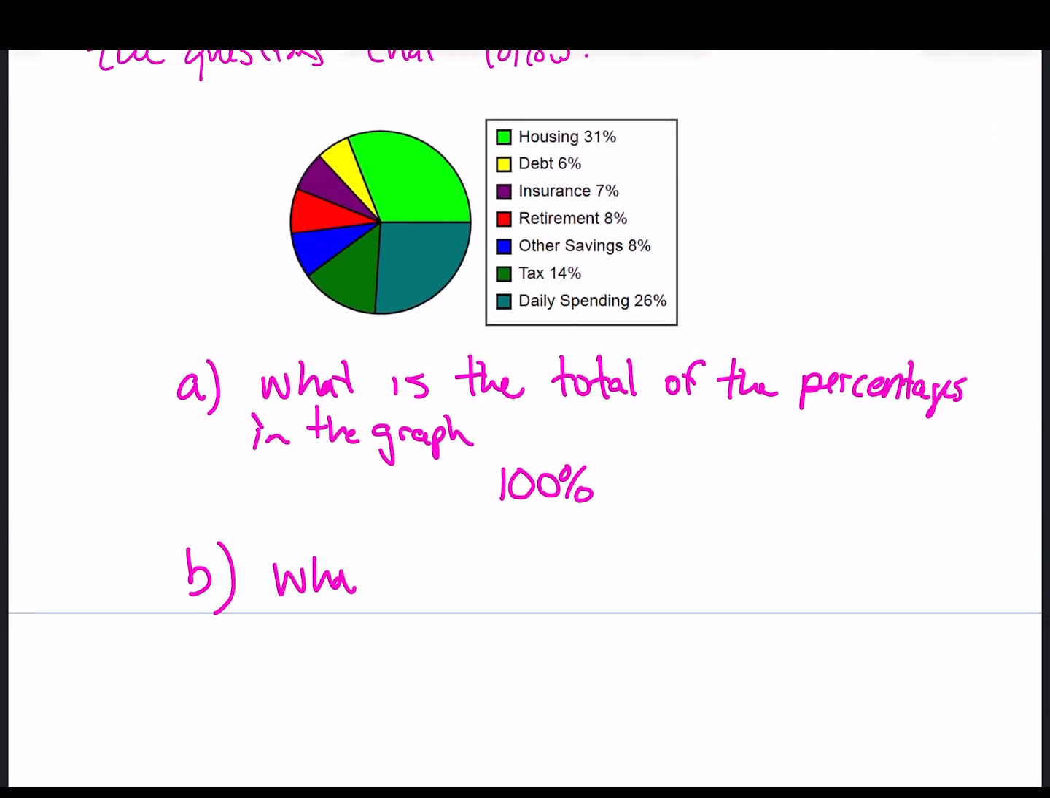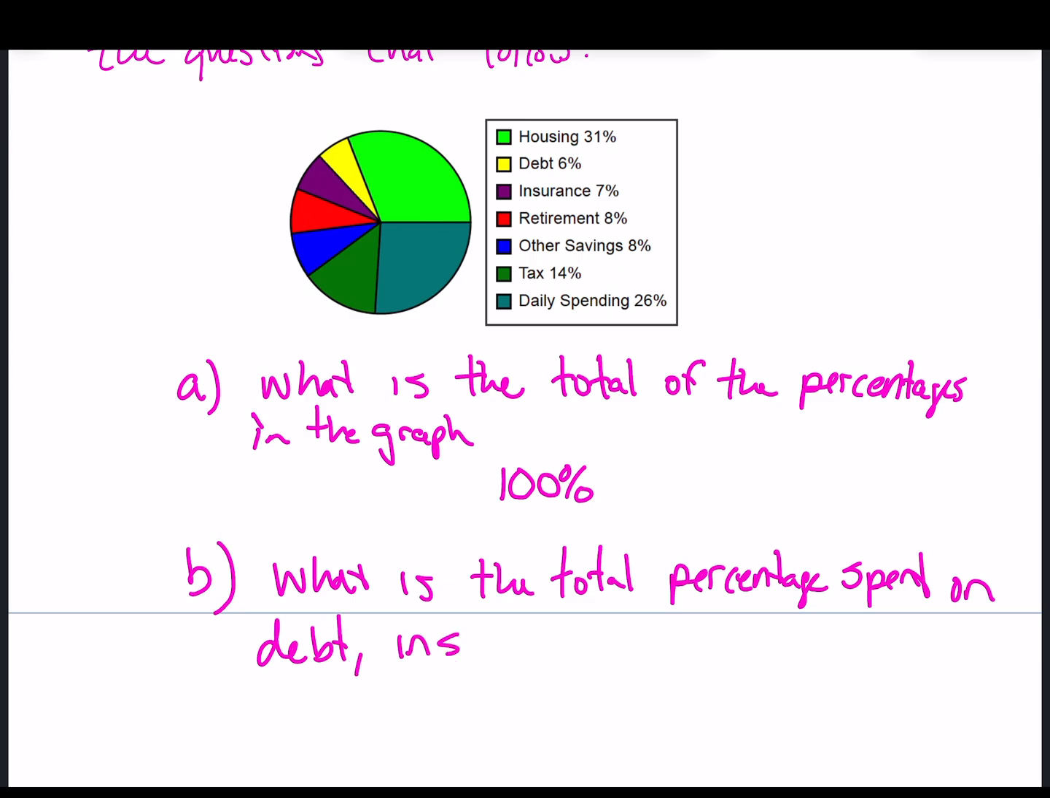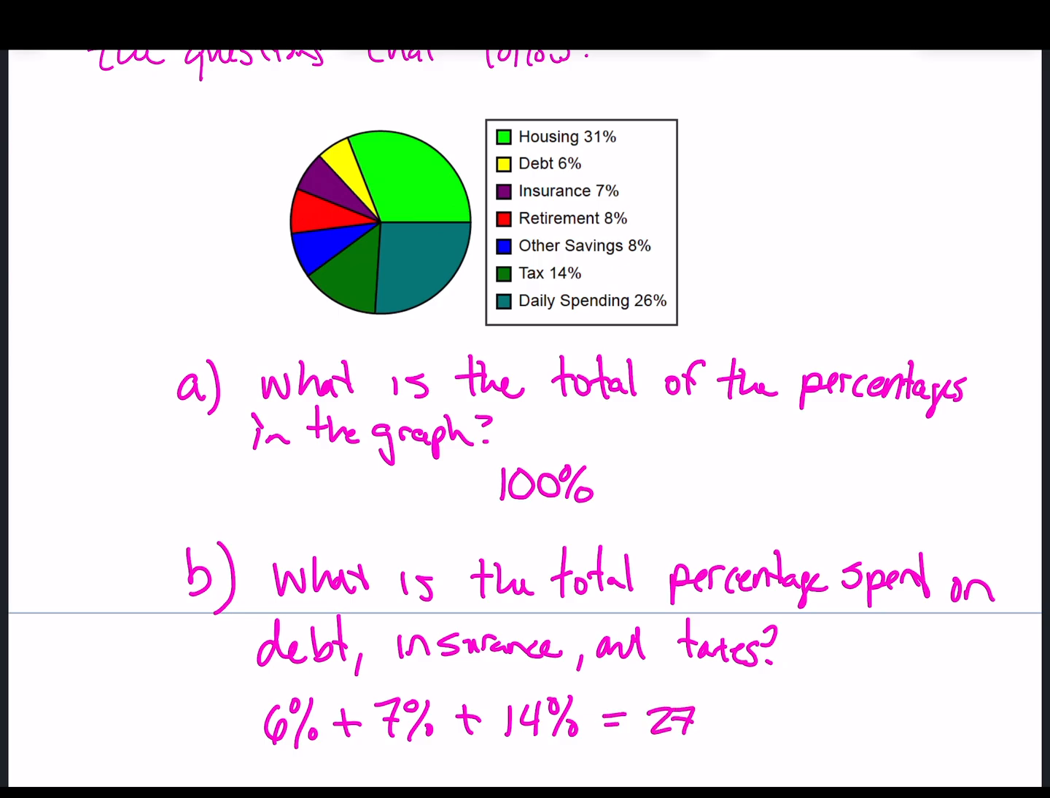Okay? Part B. What is the total percentage spent on debt, insurance, and taxes? So the debt is 6%, insurance is 7%, and tax is 14%. So when we add those together, we get 27%.